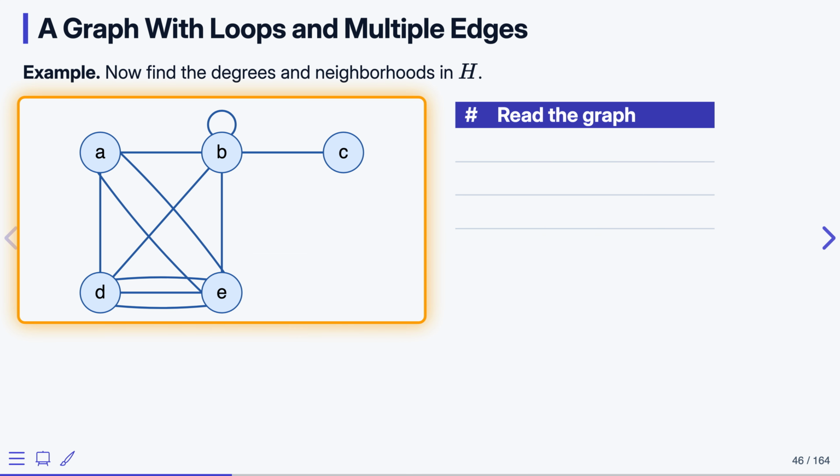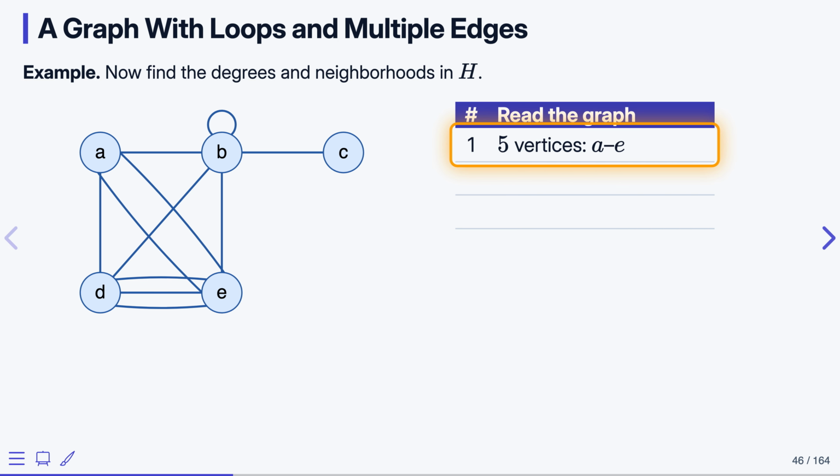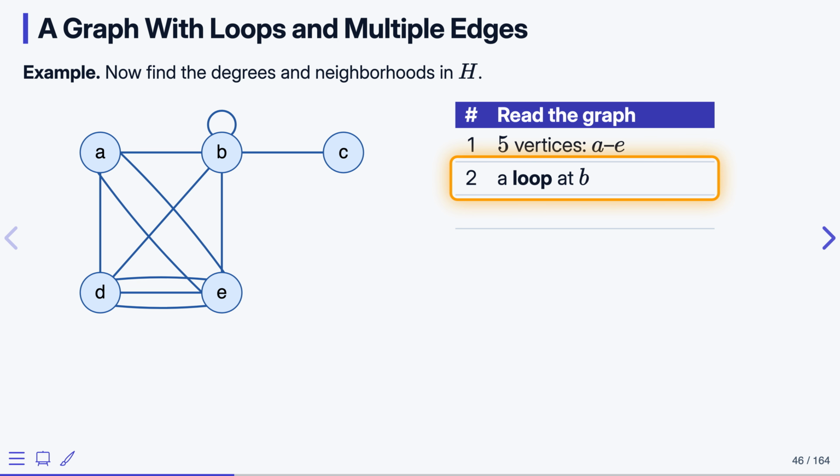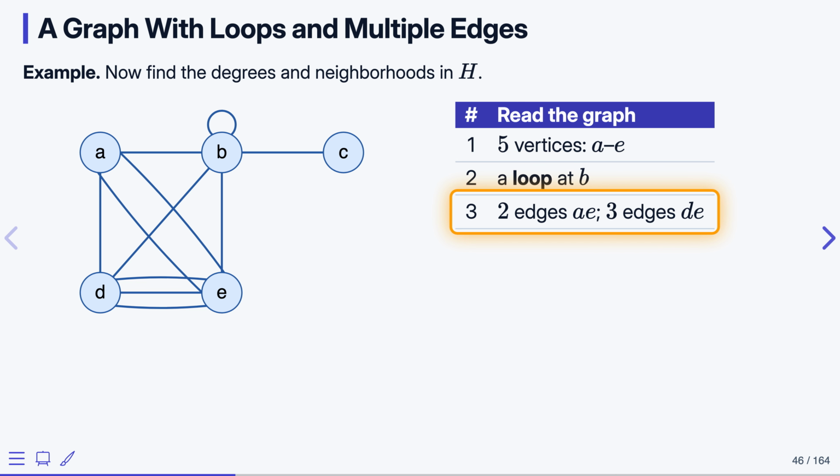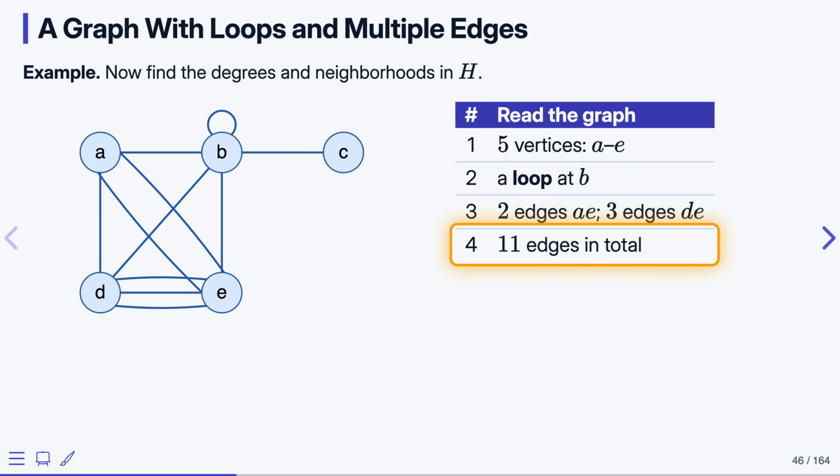Let's read this one carefully, because it is not a simple graph. Step 1, count the dots. 5: A, B, C, D, and E. Step 2, look for loops. There is one at vertex B. Remember, that loop will count as 2. Step 3, look for repeated lines. 2 lines join A and E, and 3 lines join D and E. Step 4, count every line. 1 AB, 1 BC, the loop at B, 1 AD, 1 BE, 1 BD, 2 AE, and 3 DE. 1 plus 1 plus 1 plus 1 plus 1 plus 1 plus 2 plus 3 is 11 edges.